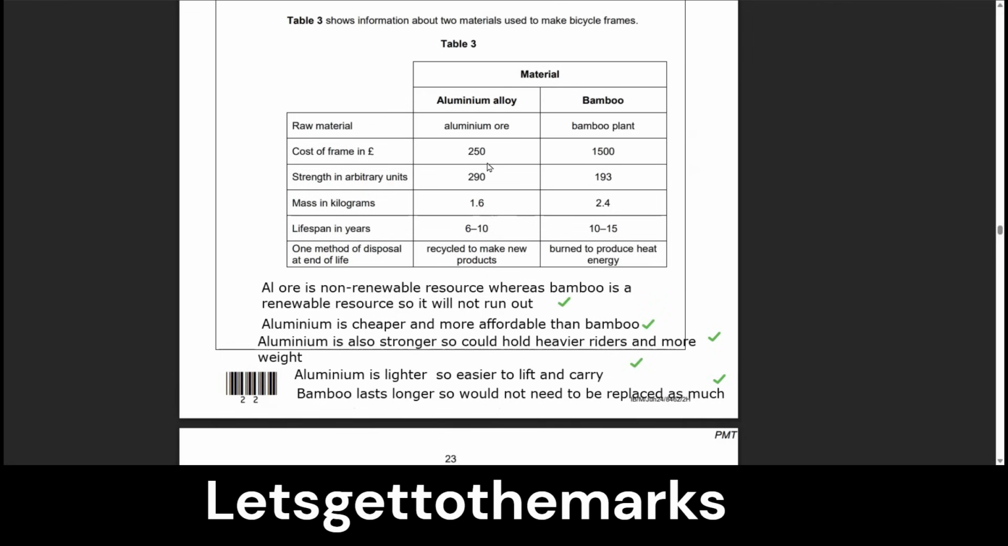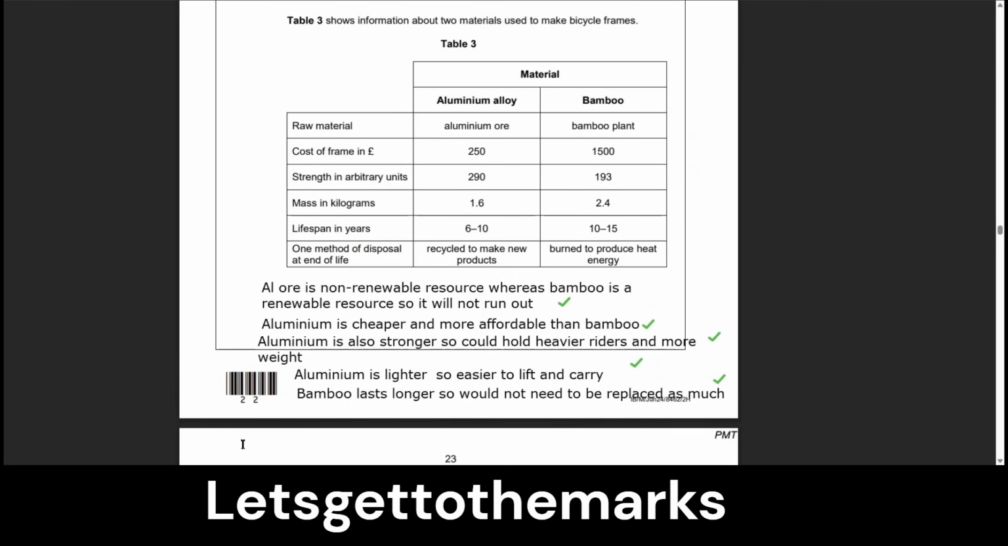1,500 divided by 250 is 6 times, sorry. So bamboo is 6 times more expensive. This only lasts like twice as long but costs you 6 times more. So I could buy 3 aluminium bikes and they're going to last a lot longer and be cheaper. So that would be a nice sum up for an evaluation: look, I know aluminium doesn't last as long, but I could get 6 bikes for the cost of a bamboo bike. Bosh.